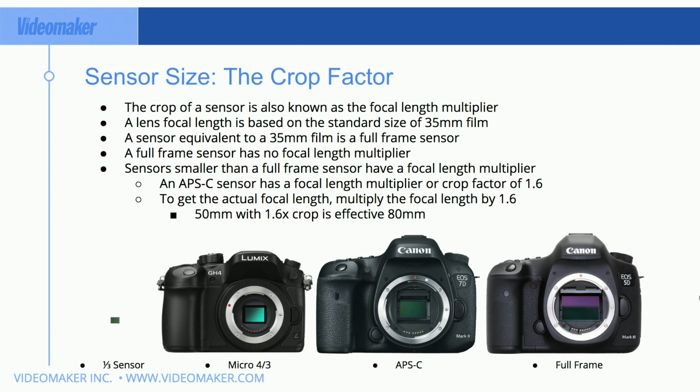But if I put that same lens on an APS-C sensor, here's an example. An APS-C sensor has a focal length multiplier or crop factor of 1.6. To get the actual focal length that you're shooting at, multiply the focal length by 1.6. So a 50 millimeter lens with a crop of 1.6 times has an effective focal length of 80 millimeters.